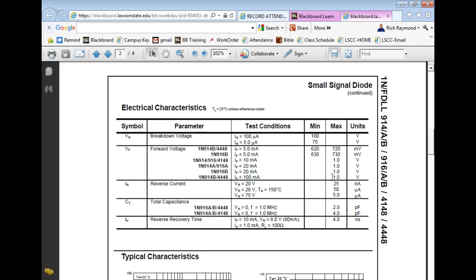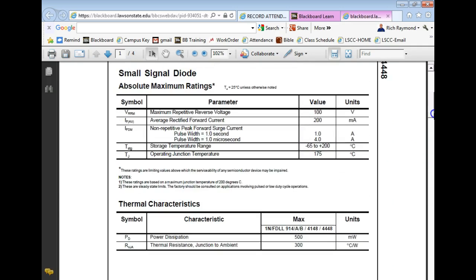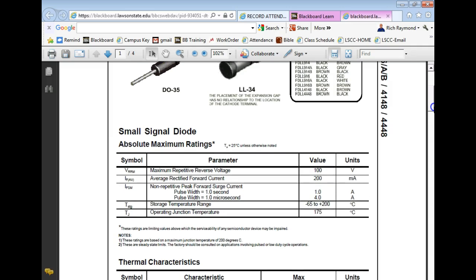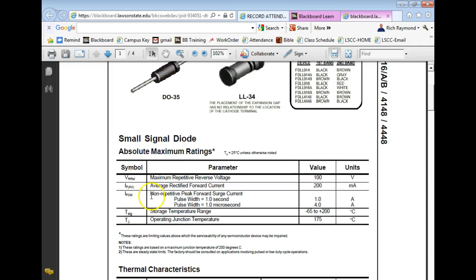The capacitance, we don't look at that, and the reverse recovery time gives us how fast it can switch from off to on, which is not really our concern. So the ones we're really interested in right now are this reverse breakover voltage, this forward voltage, and then the current, and the actual current it's rated at will be up in the maximum rating table. So where's our forward current at? Yeah, average forward current. So this guy here would be rated at 200 milliamps.